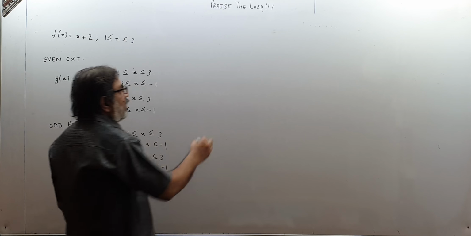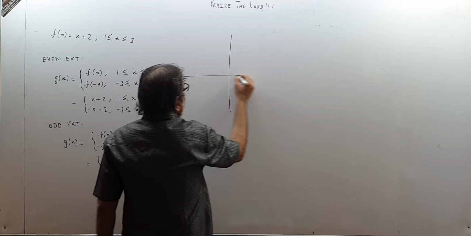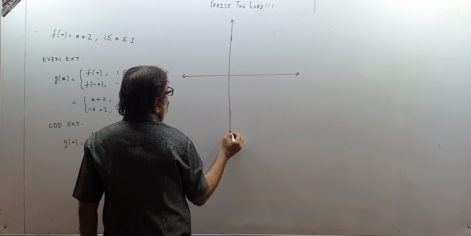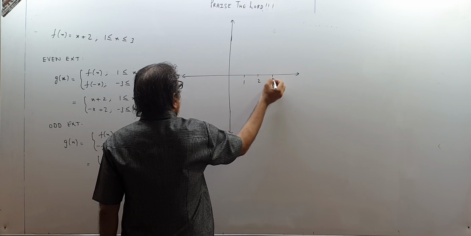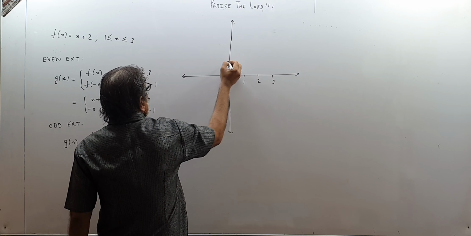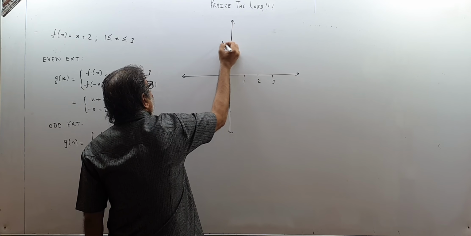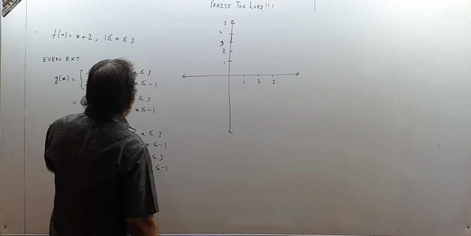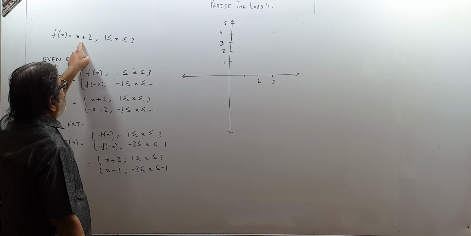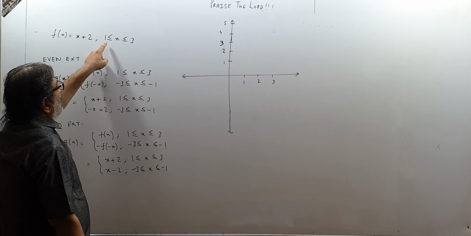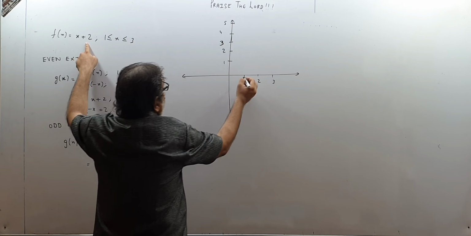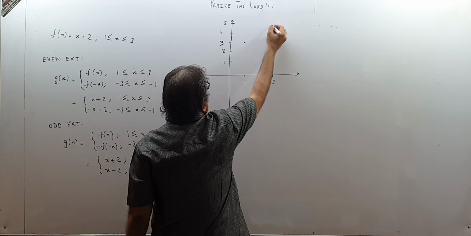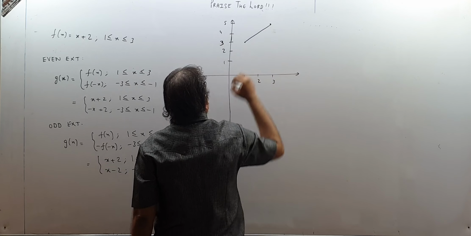And if you try to draw the graph, children, this will be 1, 2 and 3, and 1, 2, 3, 4 and 5, something like this. f(x) is x plus 2 when x is between 1 and 3. So for 1 the answer will come 1 plus 2, 3. For x equal to 3 it will be 5. So for 3 and 5, this is the graph.